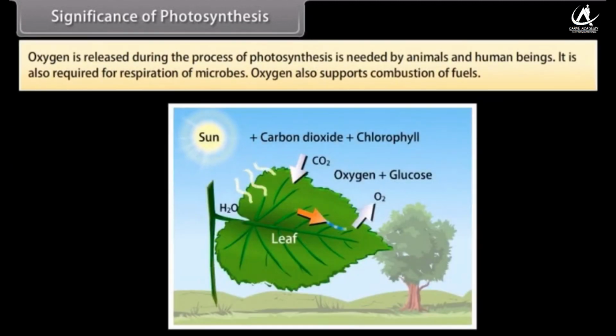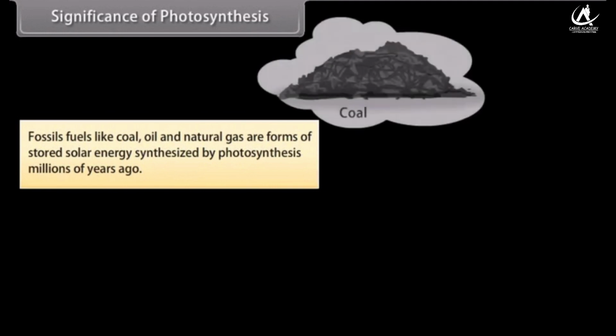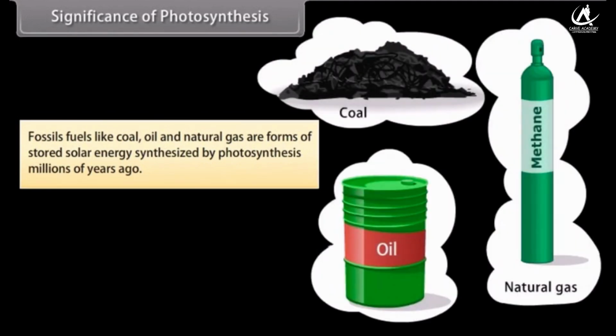Oxygen is released during the process of photosynthesis and is needed by animals and human beings. It is also required for respiration of microbes. Oxygen also supports combustion of fuels. Fossil fuels like coal, oil, and natural gas are forms of stored solar energy synthesized by photosynthesis millions of years ago.